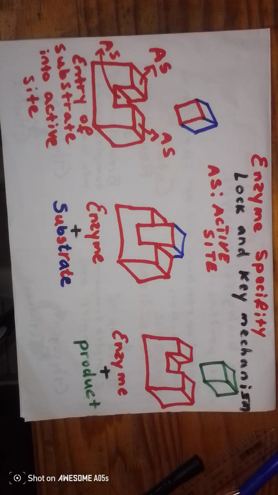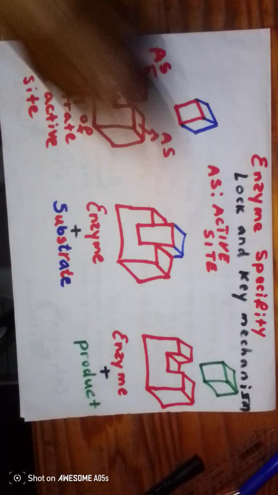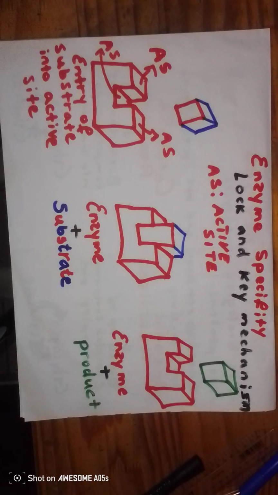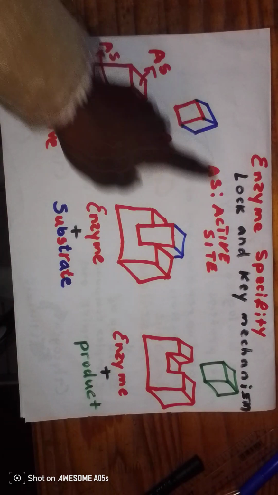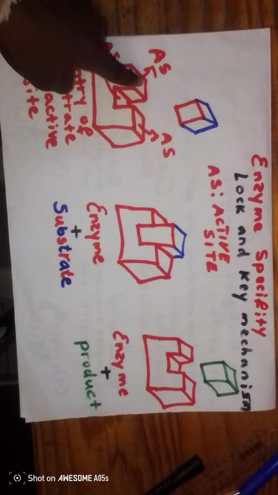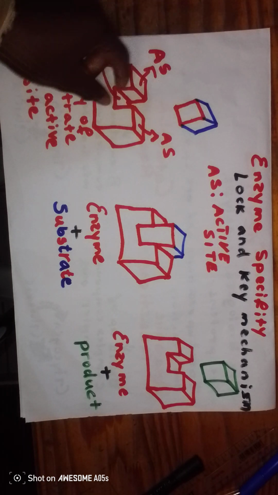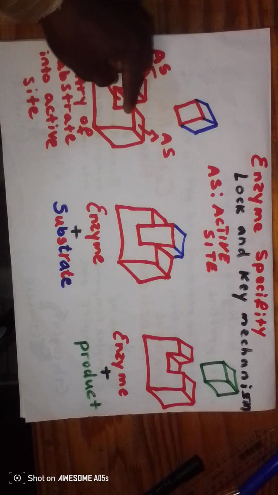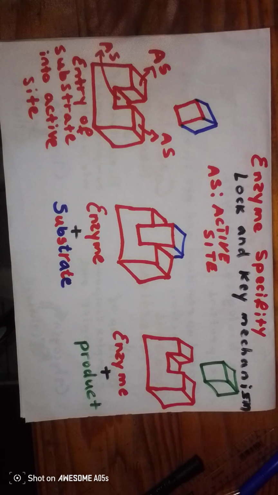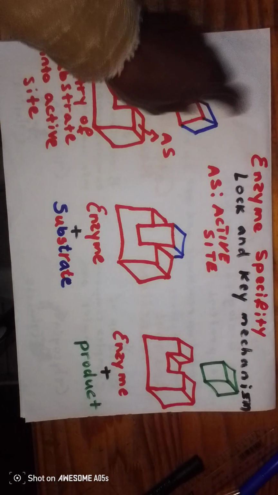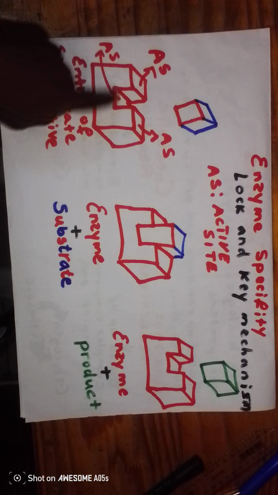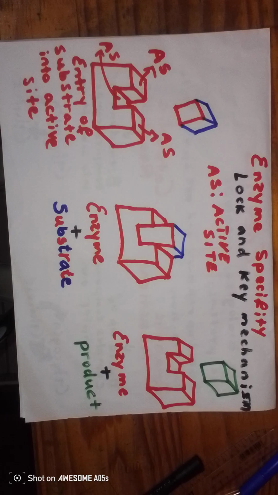You have textbooks. So enzyme specificity, yes. We look at the lock and key mechanism. So here, AS denotes active site. So the active site is just here. That's where we have our reaction. That's where our reaction occurs. It's at the active site. This is the active site here.